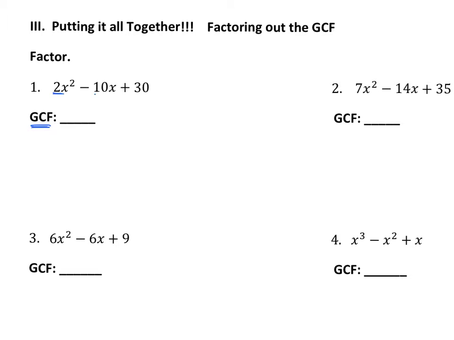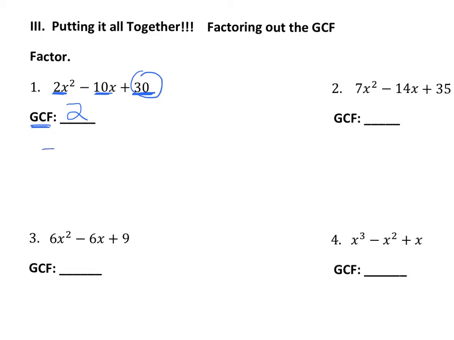So let's look at the terms. I have 2, 10, and 30. Well, the biggest number that goes into all three is this 2. 2 goes into 10 and 30. Now, I'm not going to have an x with the GCF because there's no x with this 30. So the GCF is just 2. Now, we're not done. That just helps us get started.